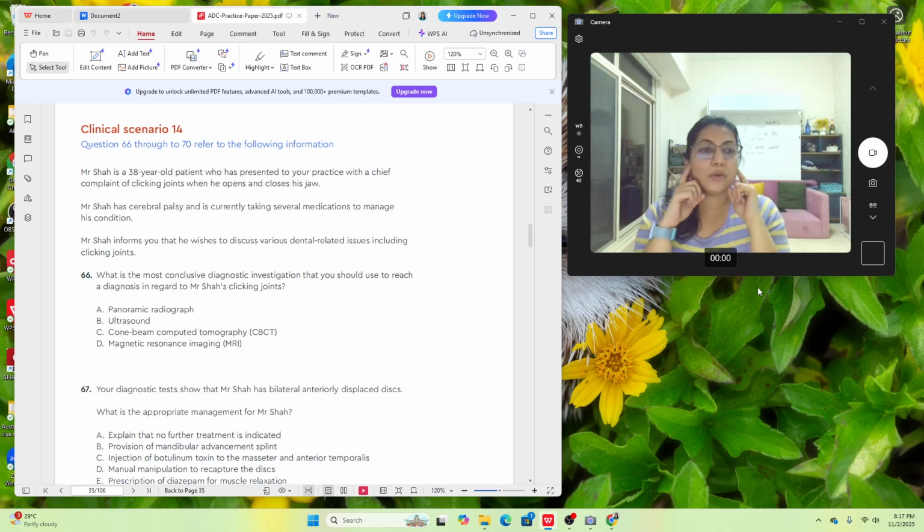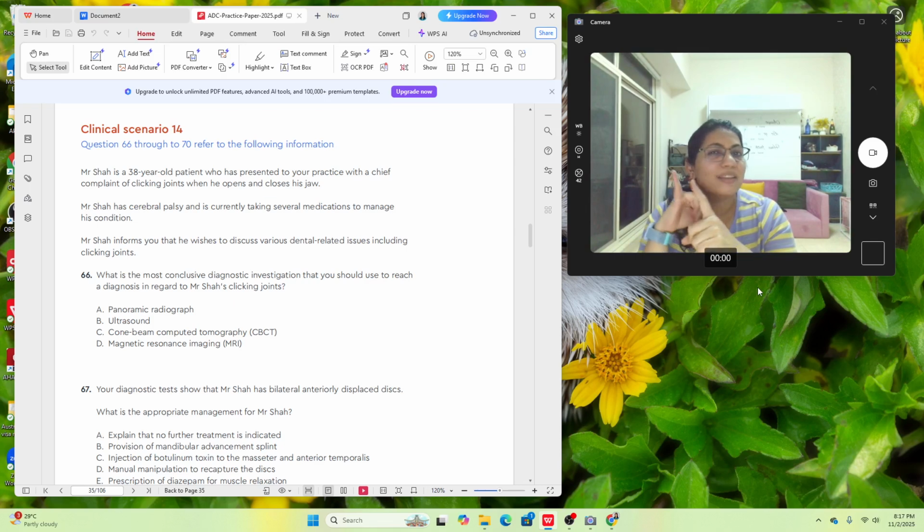Now, if on both the sides there is anterior displacement with reduction, it means on both the sides the jaw can open evenly, like this. It won't be deviated just to one side because it's bilateral. So there will be clicking on both the sides.